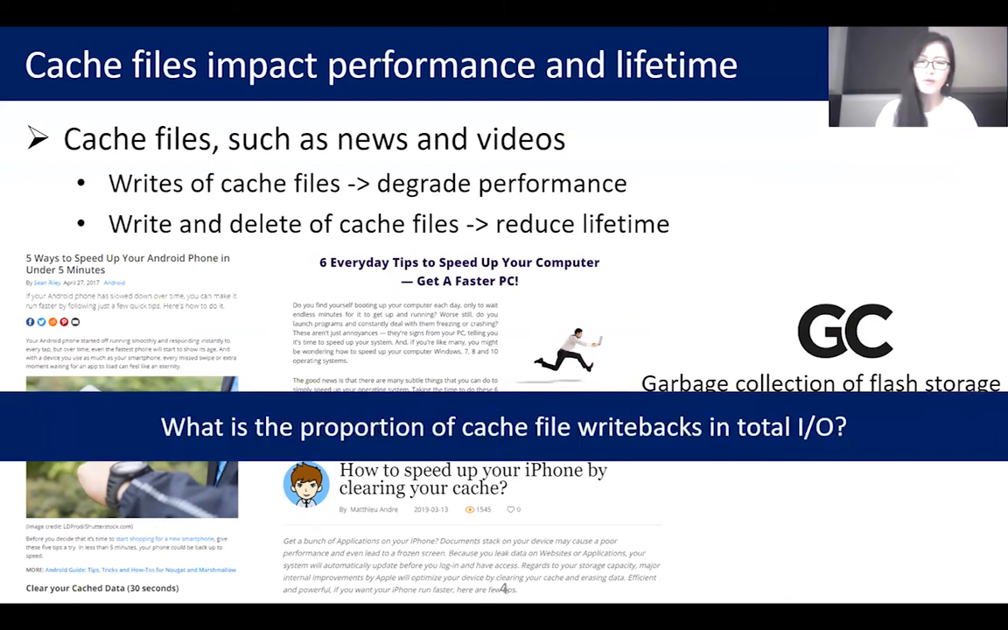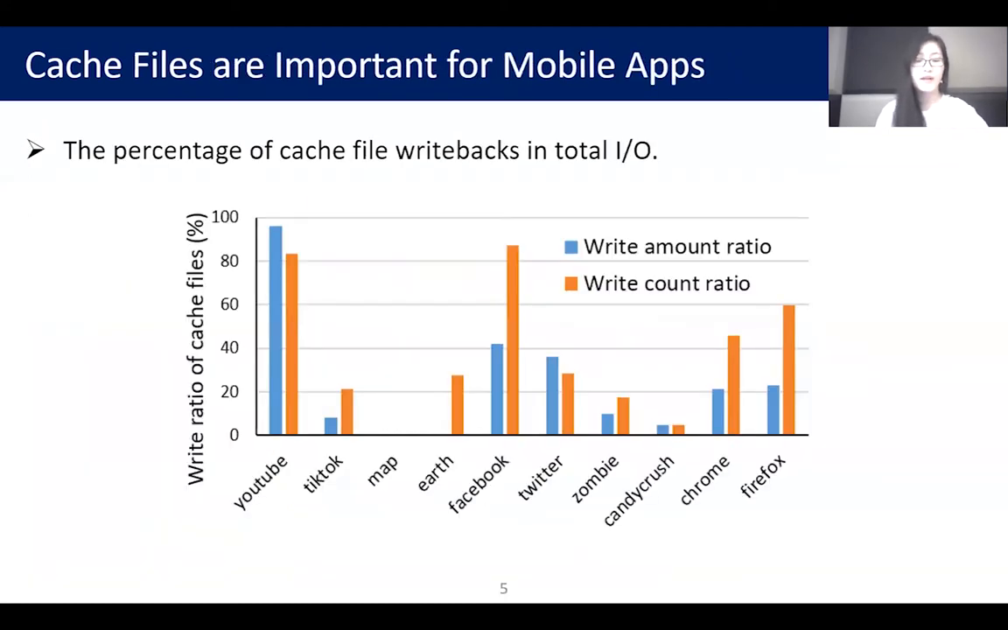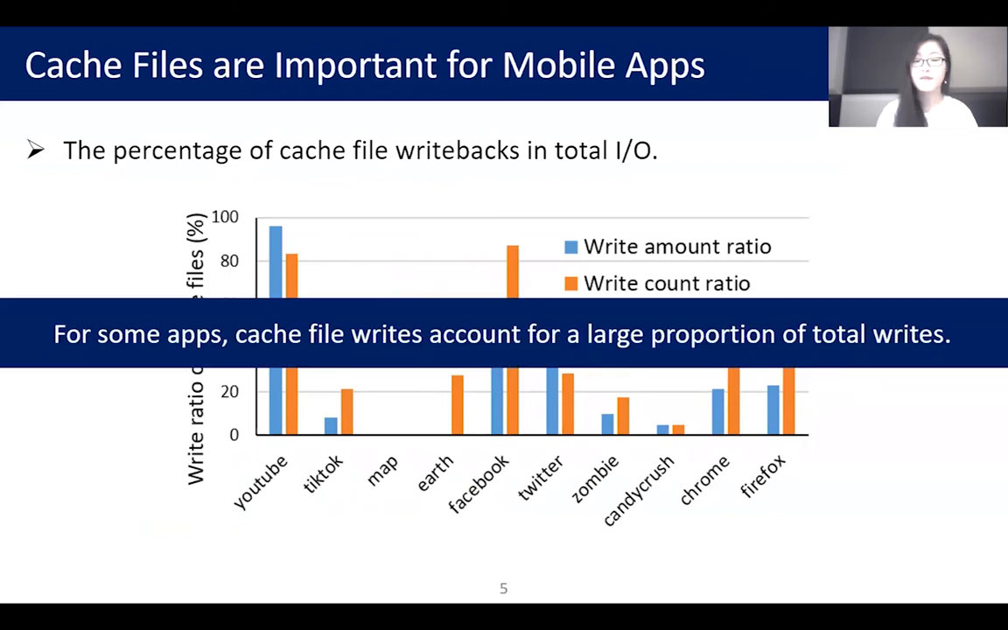Then, what is the proportion of cache file writebacks in total I/O? This figure shows the percentage of cache file writes in the total I/O for 10 commonly used applications. The blue histogram represents the write amount ratio. The orange one is the write count ratio. The key takeaway here is that for some applications, the cache file writes account for a large percentage of the total writes. Thus, we need to reduce their negative impact.